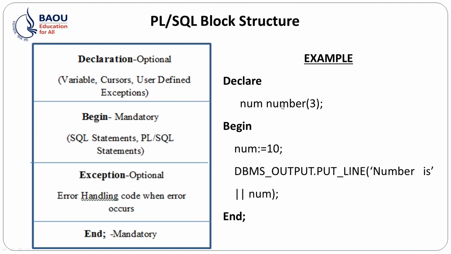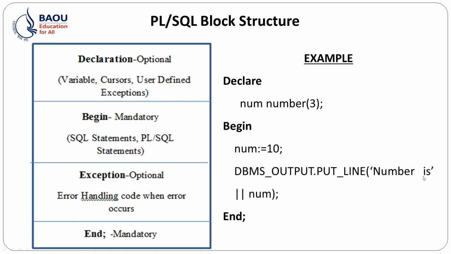The size of the data type is number and the size is 3. Now, in the begin section, the num variable is initialized and the value 10 is stored in it. After that, DBMS_OUTPUT.PUT_LINE is used to print the number.